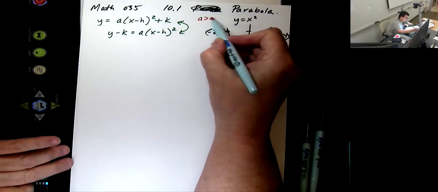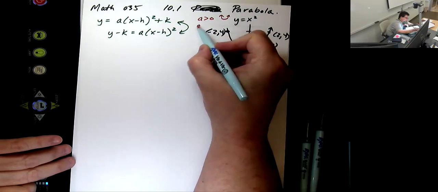A greater than 0 opens up. A less than 0 opens down.